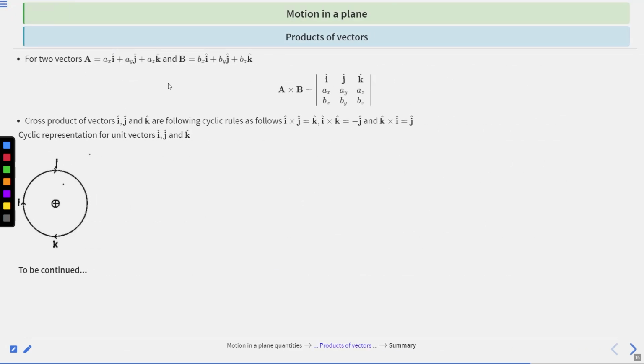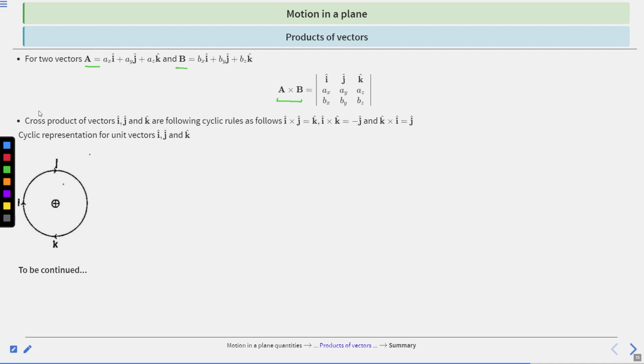Next, suppose two vectors A vector and B vector, where A vector is AX I cap plus AY j cap plus AZ k cap, and B vector is BX I cap plus BY j cap plus BZ k cap, and they cross each other. A cross B is equal to the determinant with rows I cap, j cap, k cap; A vector AX, AY, AZ; and B vector BX, BY, BZ. So this is the format of the cross product of two vectors.